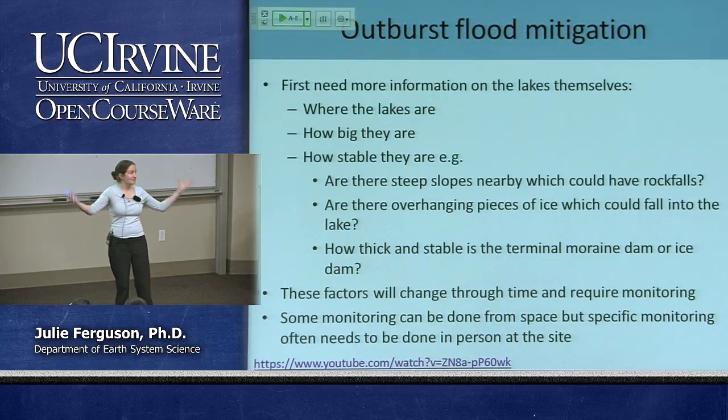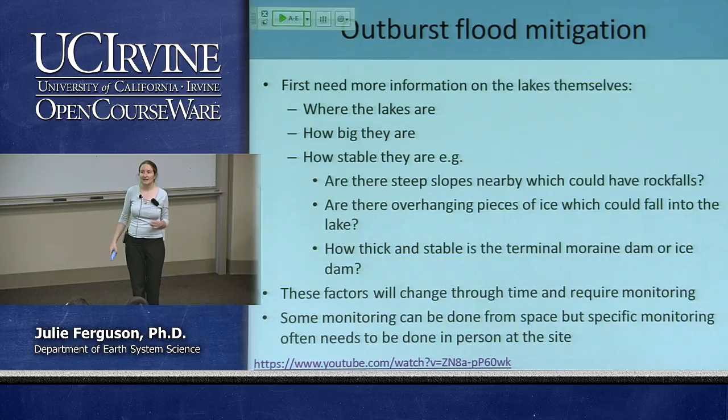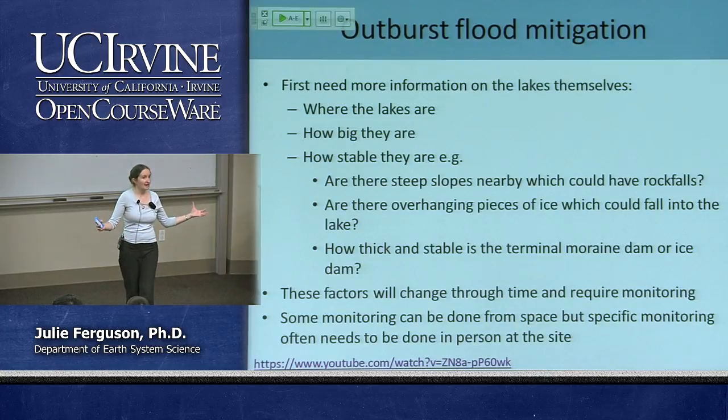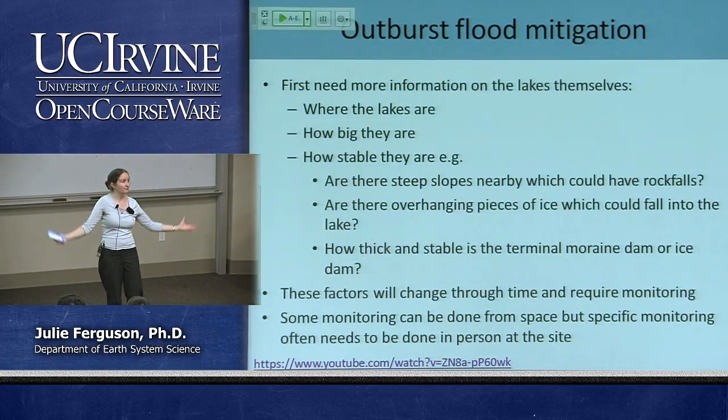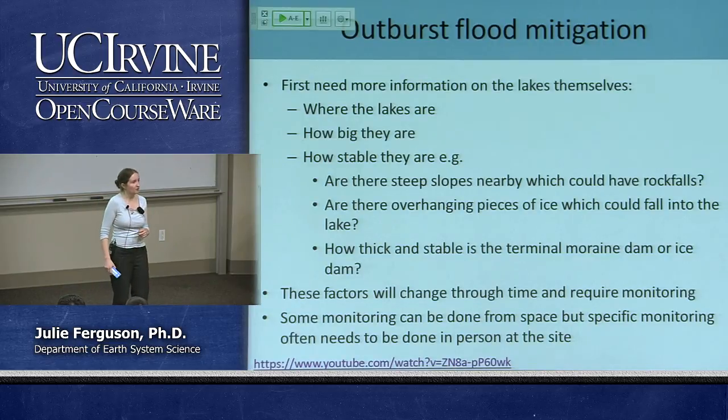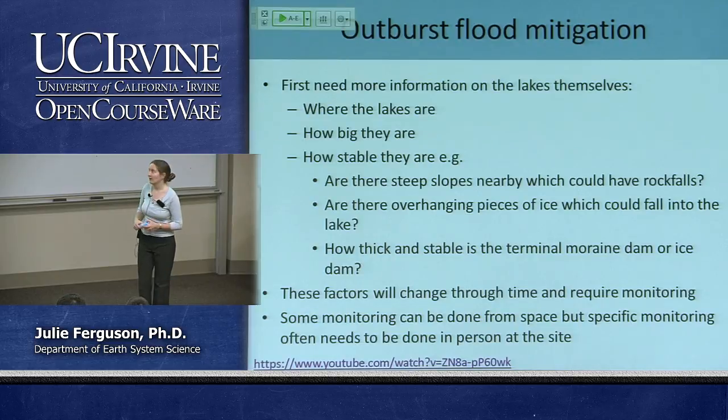Are there big steep slopes? Are there big overhanging areas of ice that might cause there to be difficulties? How thick, how stable is that moraine dam? Is it a humongous pile of rock that's probably not going anywhere? Or is it a relatively small pile of rock that could actually be shaken apart or overwhelmed by a wave?